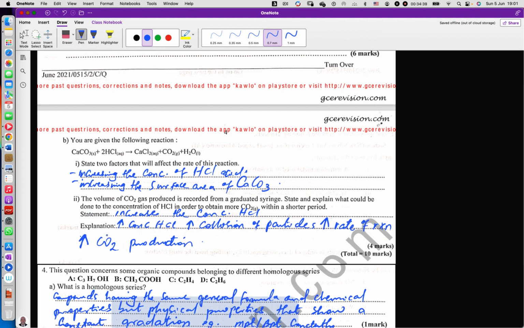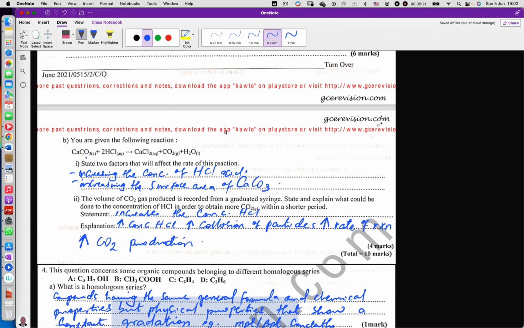You are given the following reaction: marble chips, that is calcium carbonate, plus dilute hydrochloric acid, and you will have calcium chloride, carbon dioxide, and water. State 2 factors that will affect the rate of this reaction. Of course, calcium carbonate is solid. So the rate of this reaction can only be increased by doing what? By increasing the surface area of calcium carbonate.